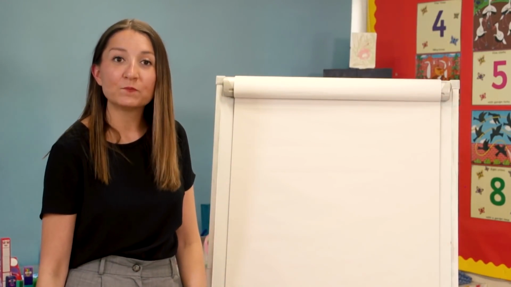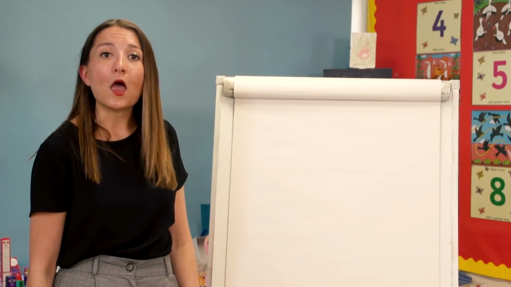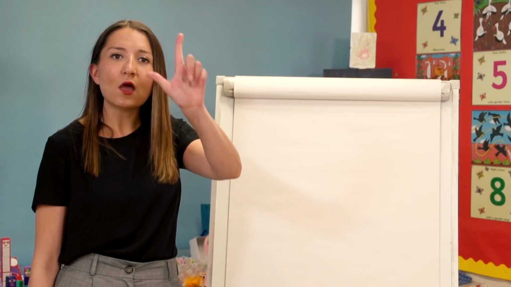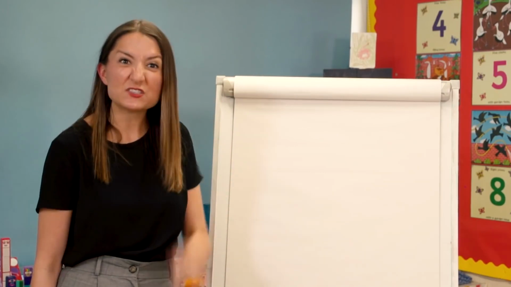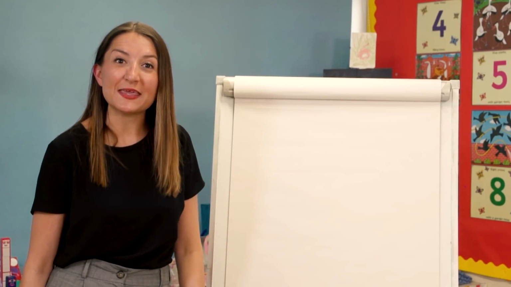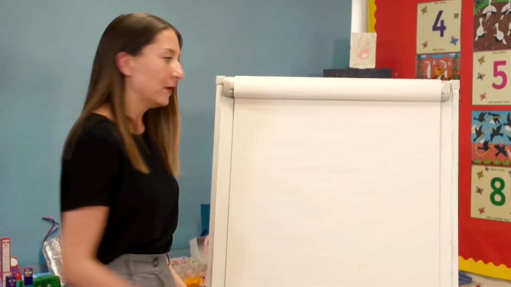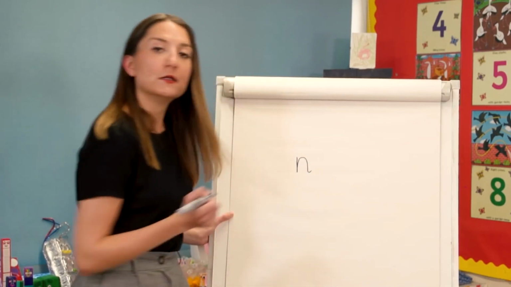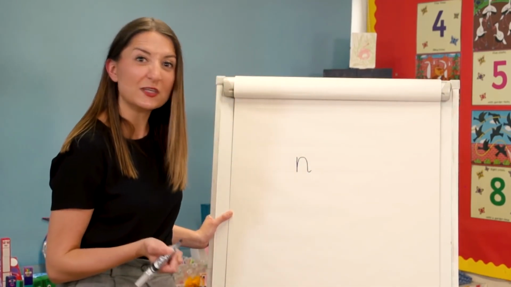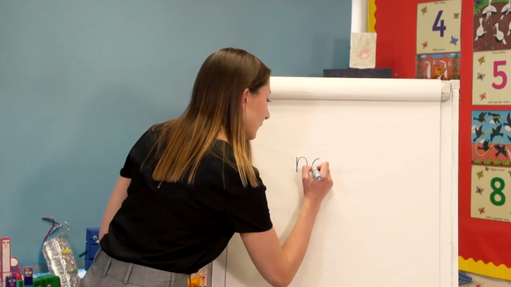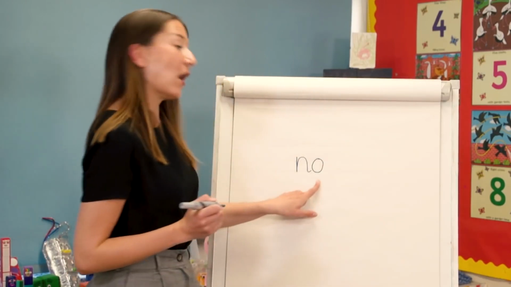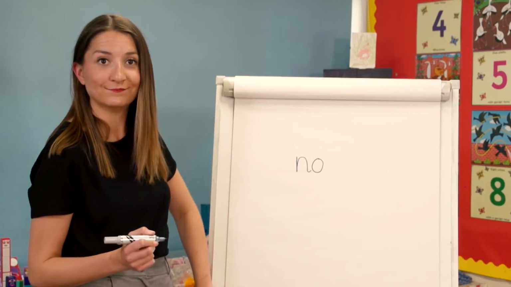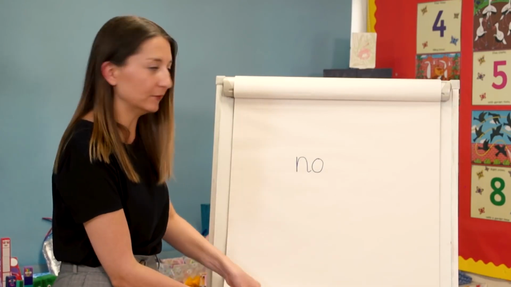Segment the sounds with me. No. n, o. Let's count how many sounds there are. n, o, no. That's 2 sounds. Watch me write no. The first bit's easy. But the second sound is the tricky bit because this grapheme says o. No. n, o. Now it's your turn.